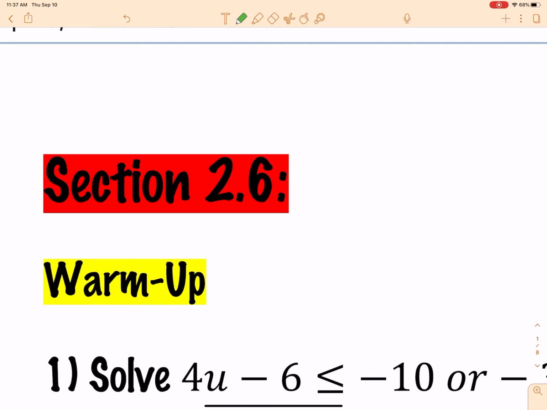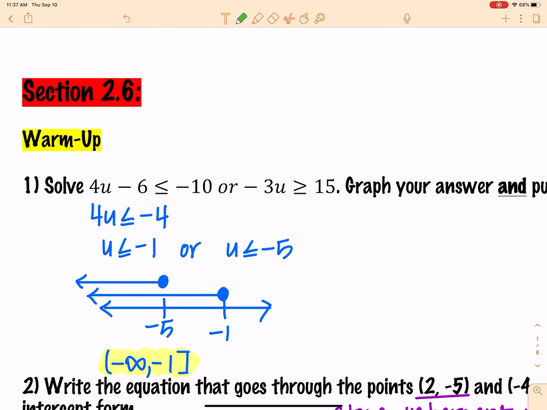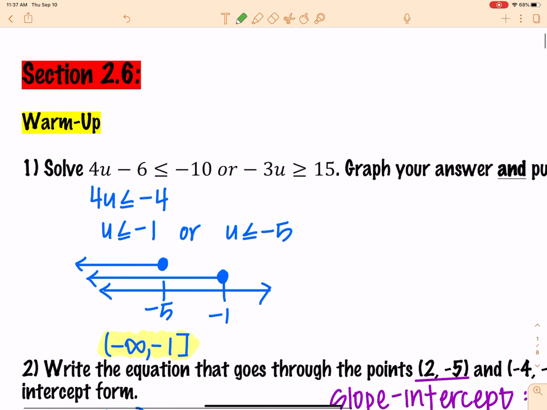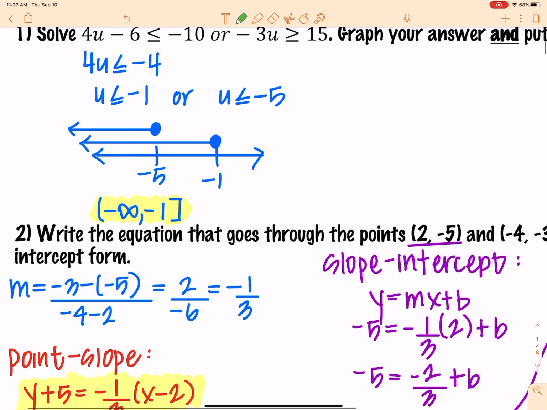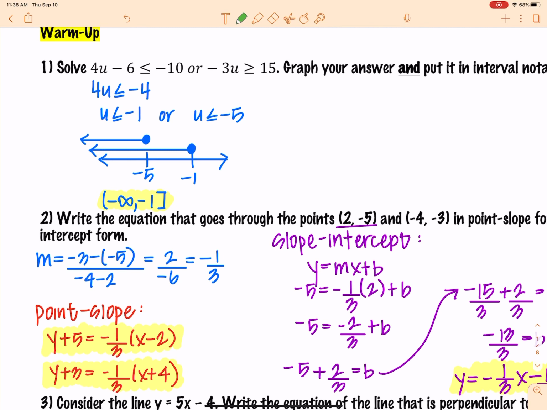All right, number 1 is a review of chapter 1. So it's a compound inequality. So your answer should be negative infinity to negative 1 with a bracket because it's an OR problem. So you needed to have the graph there and most importantly, your interval notation. Then for number 2, your point slope form, the one in red, you can have either one of those equations. It just doesn't matter which point you use. And then the purple is your slope intercept form.